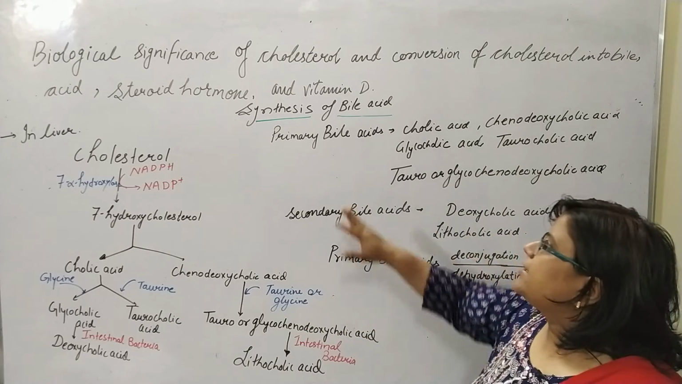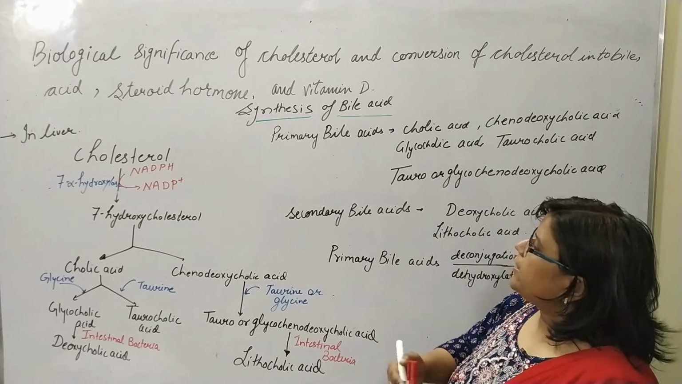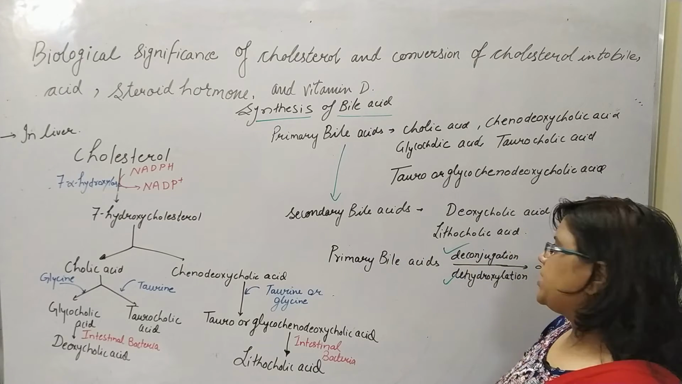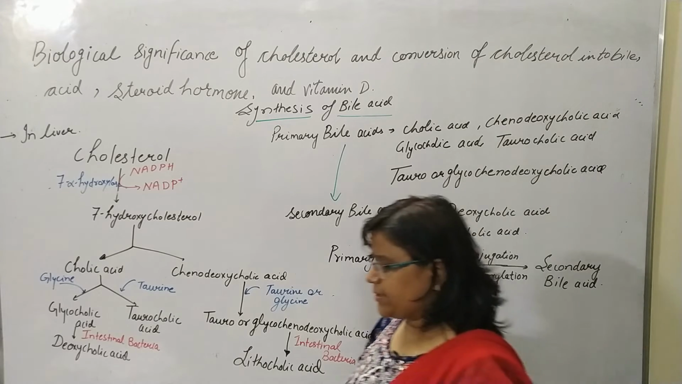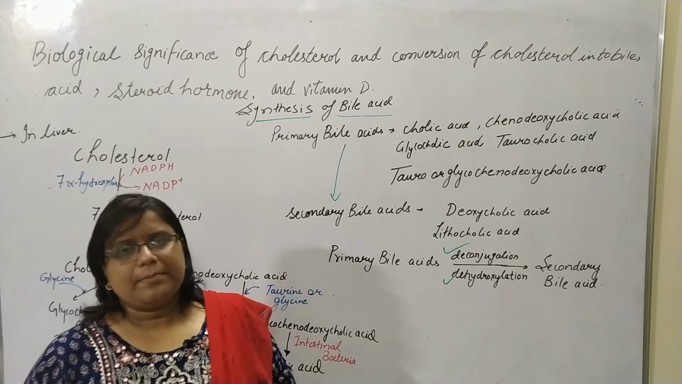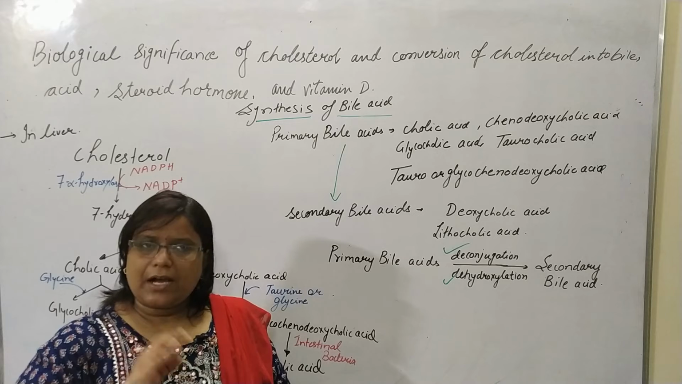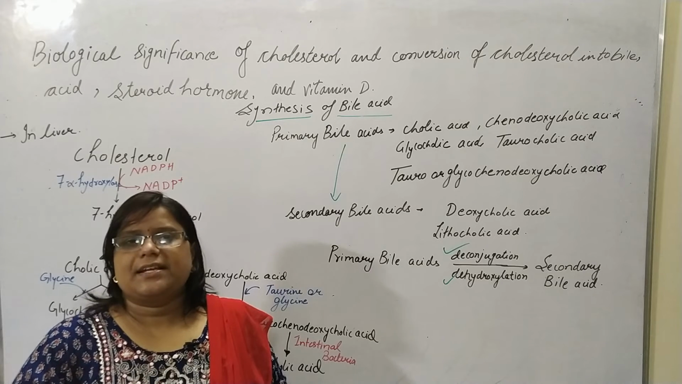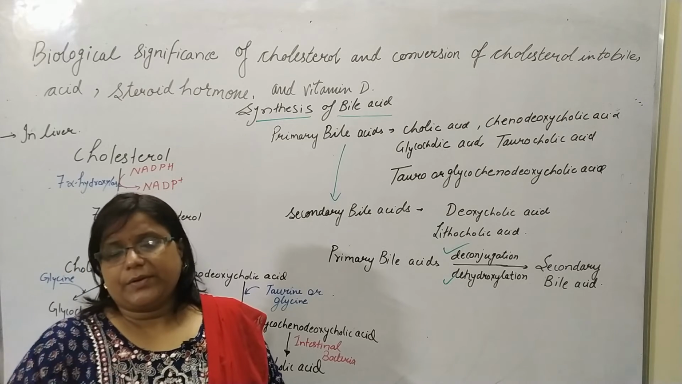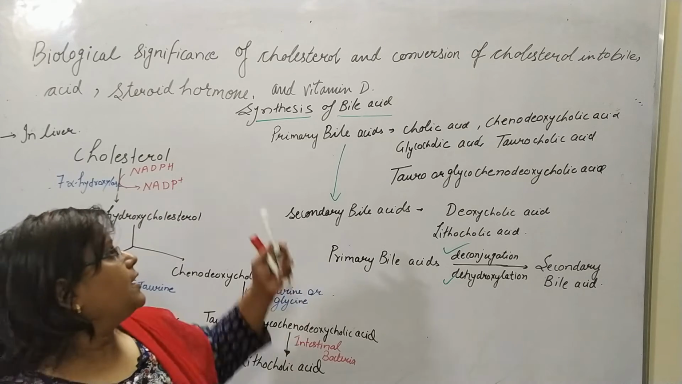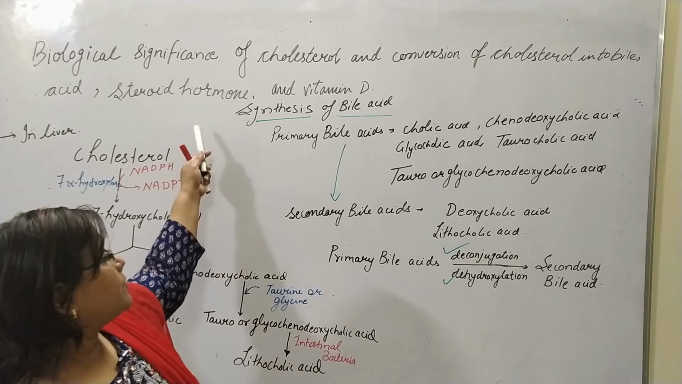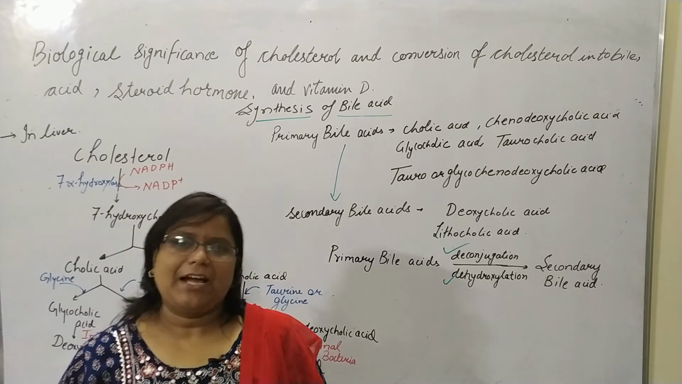Okay, so here the primary bile acid converts into the secondary bile acid with the help of deconjugation and dehydroxylation reactions. Okay, so primary bile acid formation occurs in the liver, and secondary bile acid formation occurs in the intestine. Okay, so this is the whole complete synthesis of the bile acid. Now we will study the synthesis of steroid hormones and vitamins.